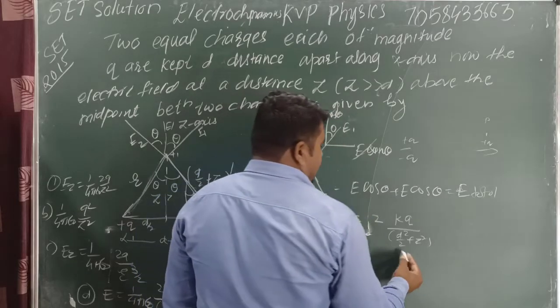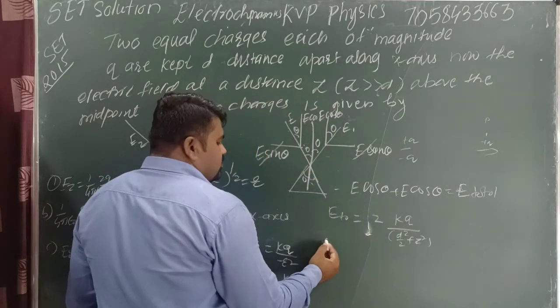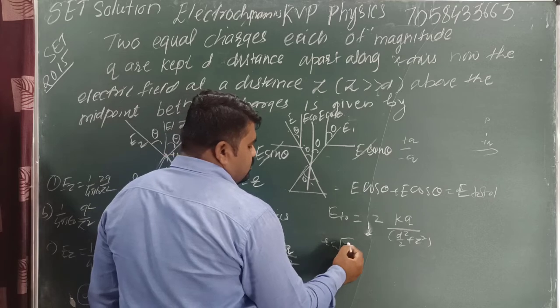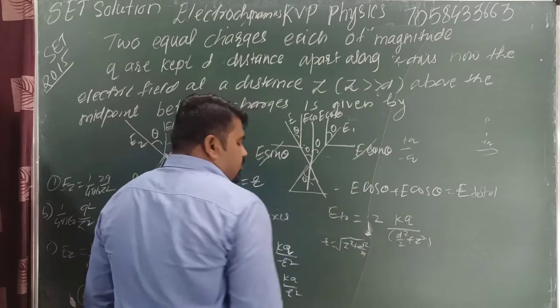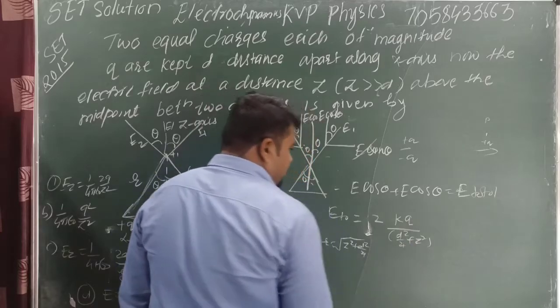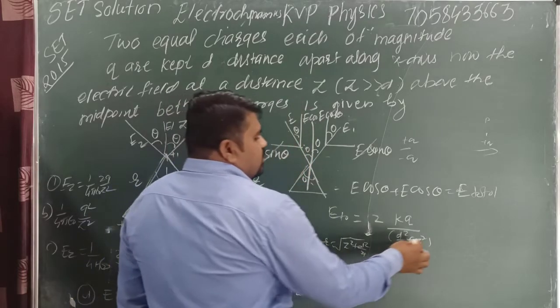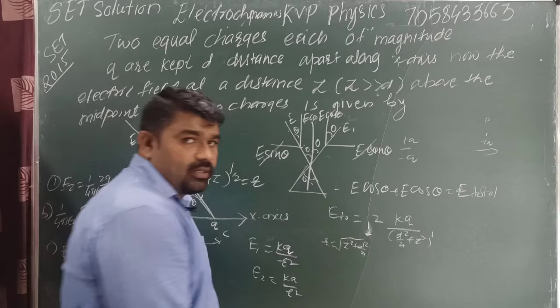R square. R is equal to how much? R is equal to root of Z square plus D square by 4. D square by 4. And what about the square? Square means the power is 1 here. Power is 1. Got it.